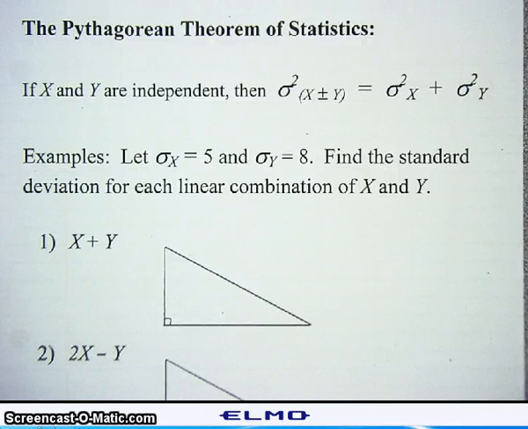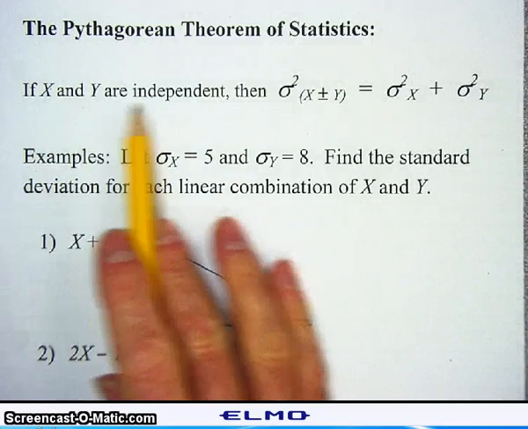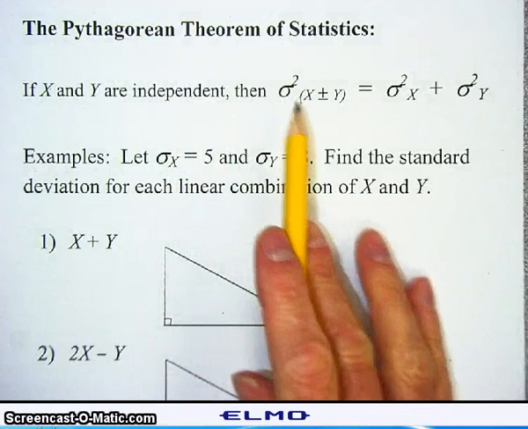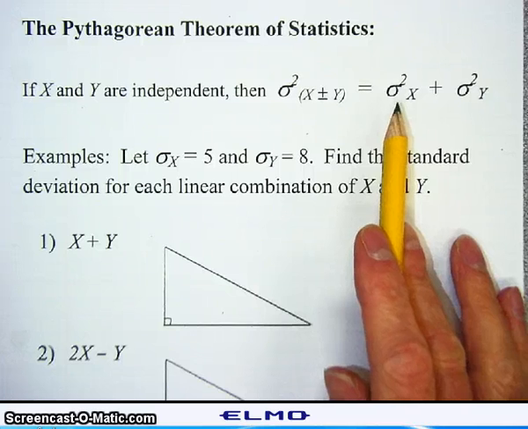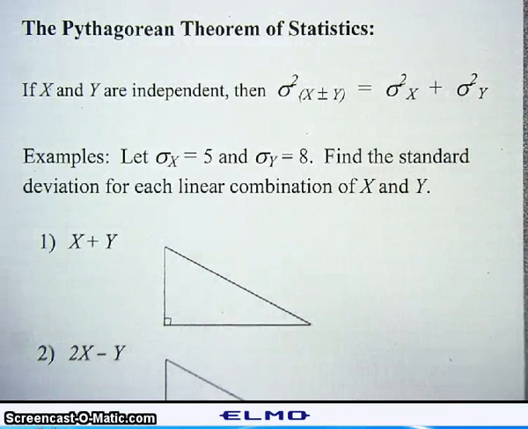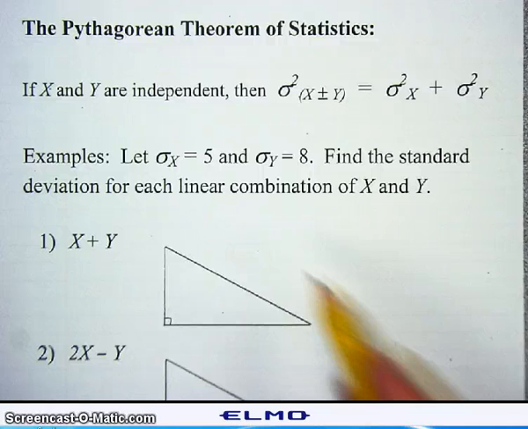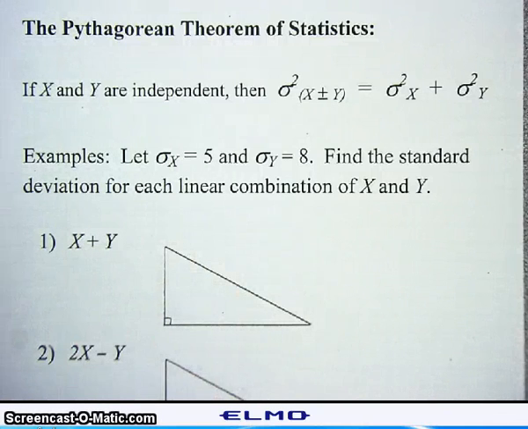In this video, we're going to look at the Pythagorean theorem of statistics in a little more detail. If you're a visual learner or if you're a person who likes geometry, this will be right up your alley. The Pythagorean theorem of statistics says that if random variables x and y are independent, then the variance of x plus y or x minus y is equal to the sum of the variances of x and y. We can apply that to any situation where we have a linear combination of two random variables.